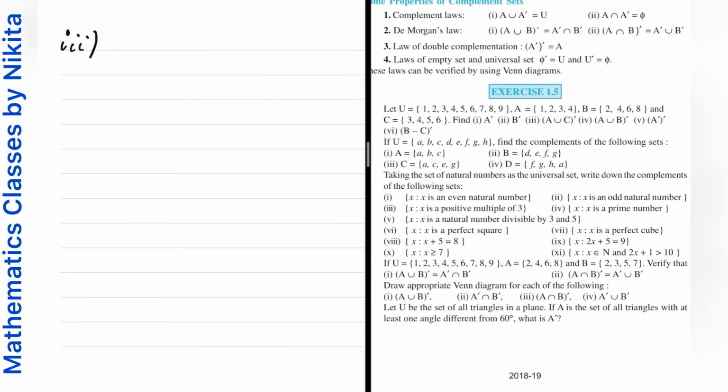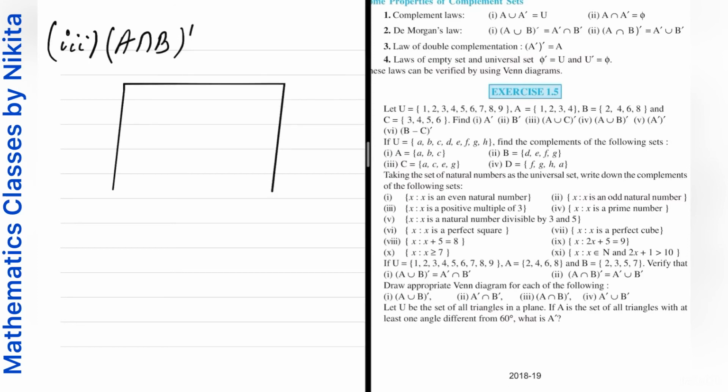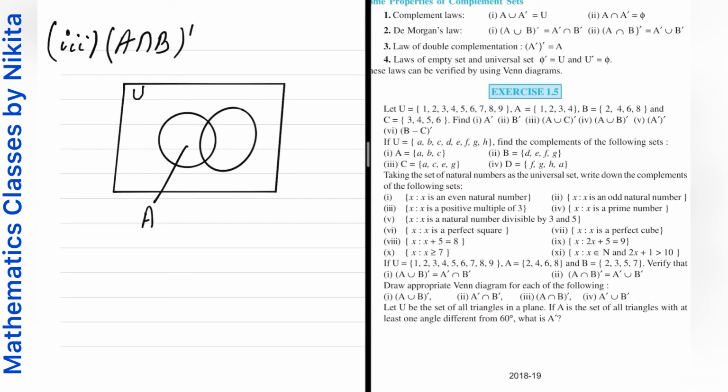In the third part we have to draw the Venn diagram of A intersection B whole complement. I hope the concept is clear to you of Venn diagrams. So this is your universal set. That means the whole of the rectangle. Whole of the rectangle का मतलब है the area of the rectangle. The area of the circle is A. The area of this circle is the set B. Now what is A intersection B? A intersection B is this.